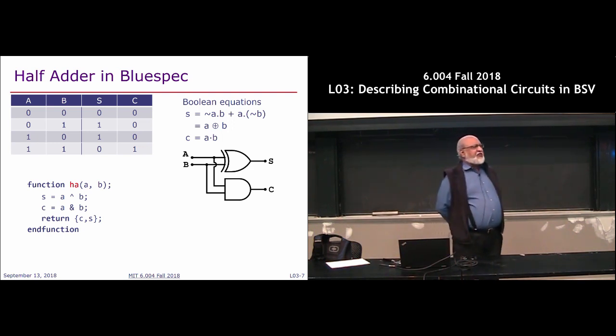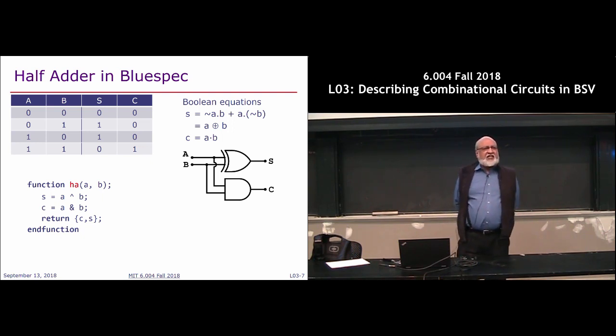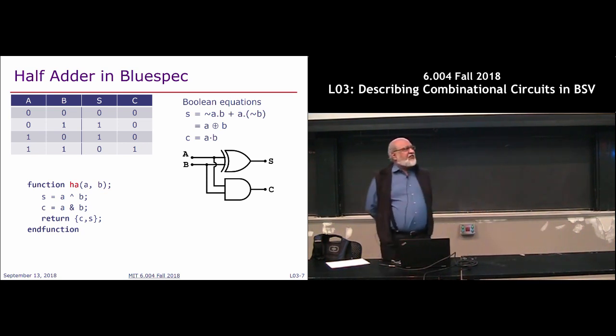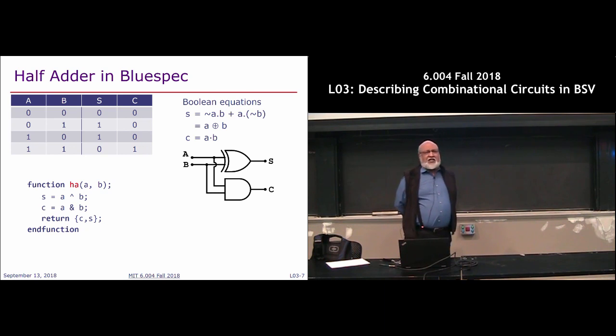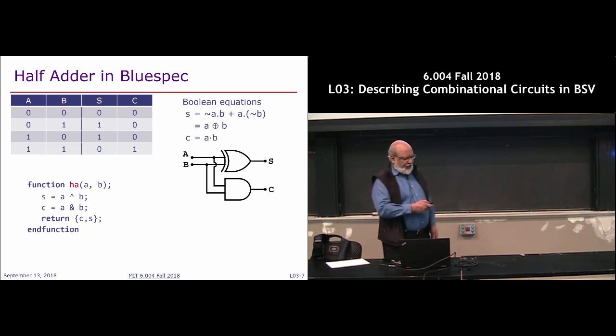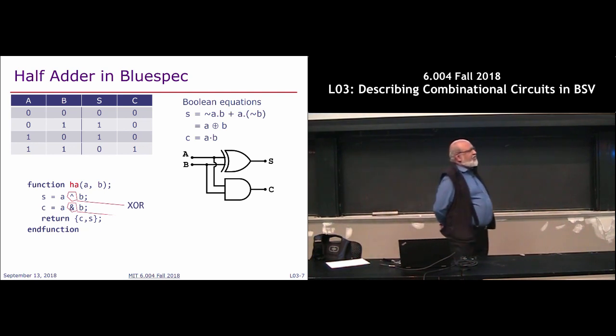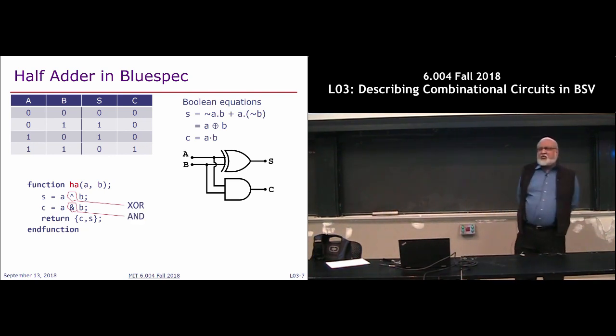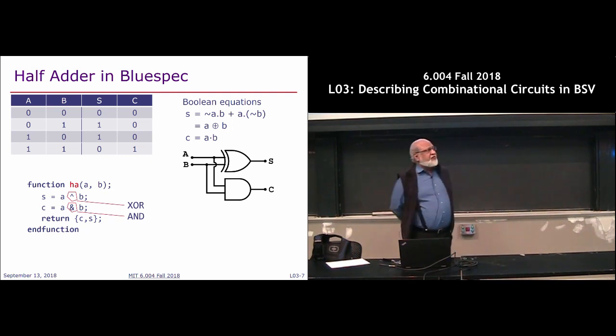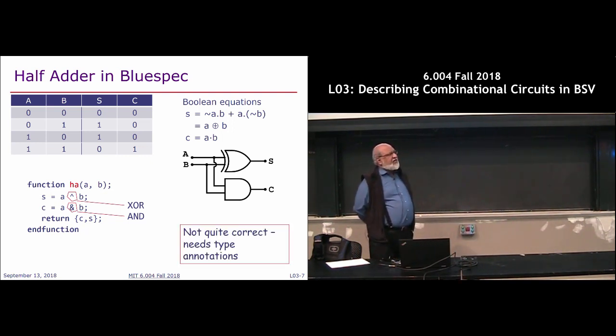I'm trying to write a function called half adder, HA. It has two parameters, A and B. And S is A, that funny looking sign, B, and C is A and B, and you return both C and S. So this is the BlueSpec encoding of the XOR operator, right? Exclusive OR is written this way in BlueSpec, and this is the AND operator in BlueSpec. You will write it like that. And what is C, S? C, S is a concatenation.